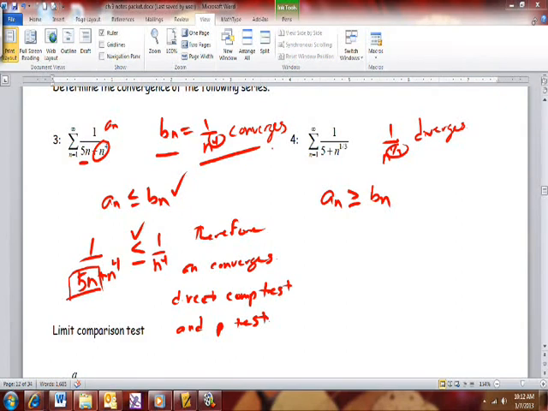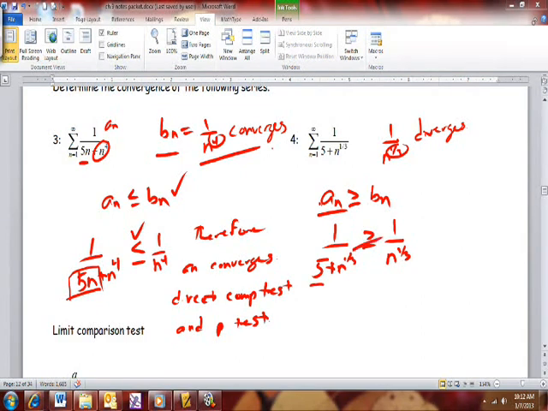Because then if the smaller numbers were also going to diverge, the bigger numbers would also have to diverge, the a sub n's. However, is 1 over 5 plus n to the 1/3 greater than or equal to 1 over n to the 1/3? I don't think so, because I'm going to divide by more and more and more stuff.